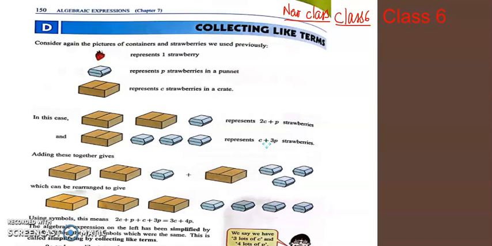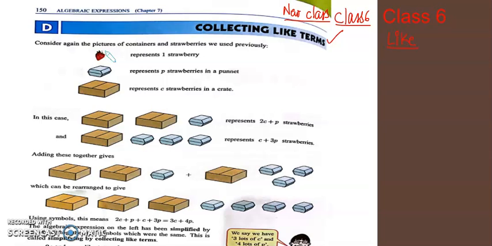This is class 6 of algebraic expression, and in this class we are going to learn collecting like terms. So what are like terms? We will learn about that, and then why do we need to collect like terms.